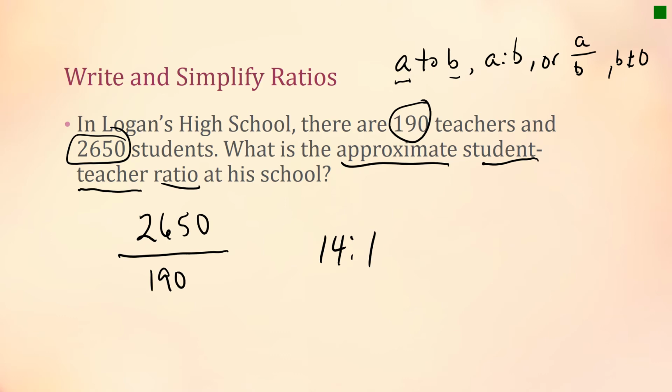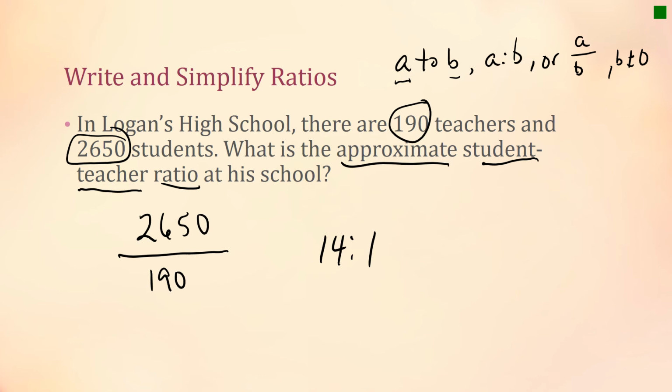Why wouldn't I put 13.9474? Because I don't know any people that are 0.9474 of a person. You're either a whole person or you're not. 14 to 1. Read your problem. Figure out what ratio we're actually trying to achieve. What are we talking about? Because we can't have a partial person.